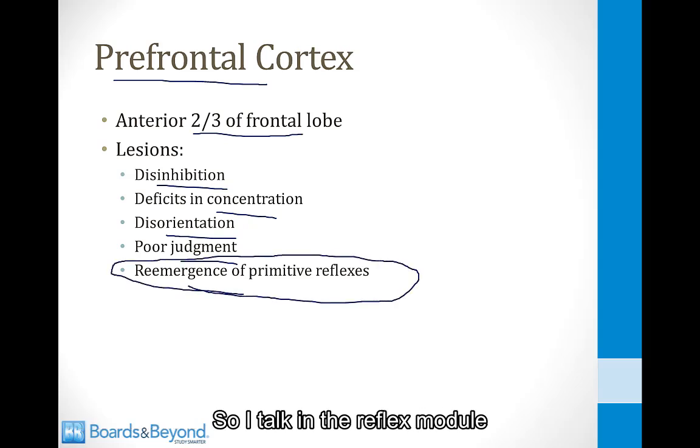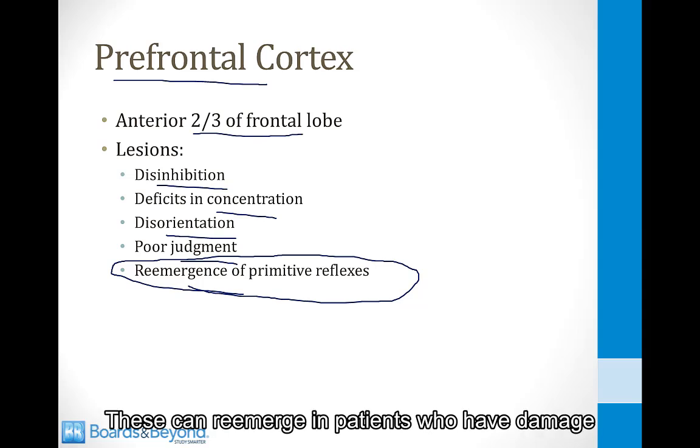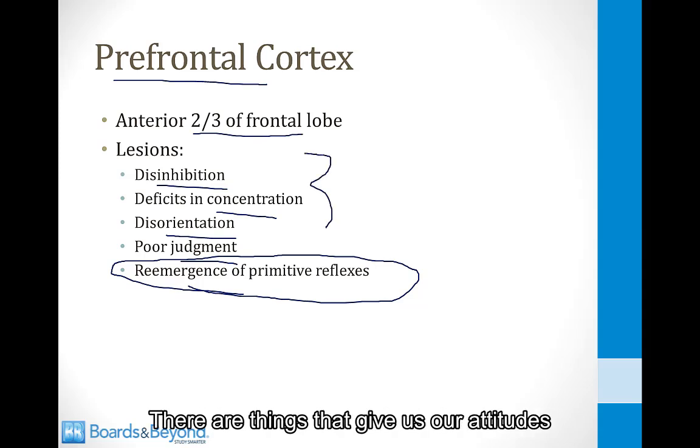So I talk in the reflex module about babies' reflexes that they have, like the Moro or startle reflex and some of the others. These can reemerge in patients who have damage to their prefrontal cortex. The prefrontal cortex has a lot of the things that make us human. They're things that give us our attitudes, our judgment, our concentration.